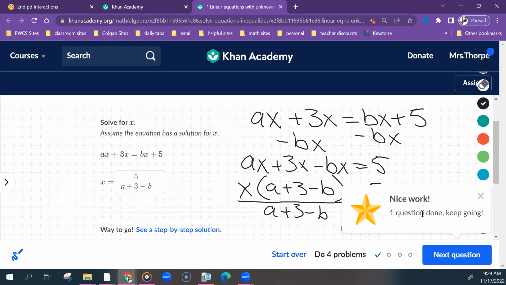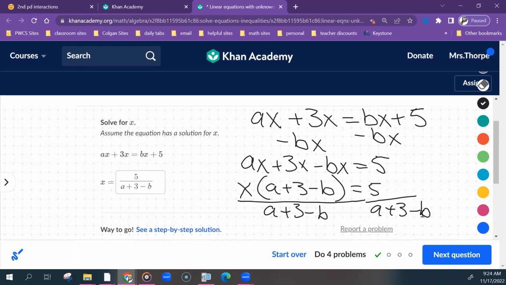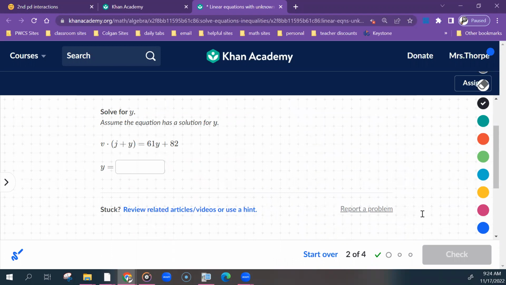I can try. Yeah. So there'll be 2 types of examples. One where you have to move everything and then do the parentheses. One where there will already be parentheses and you have to kind of do it twice. Like this one. I'm going to rewrite this so you can see it. This is V times J plus Y in parentheses equals 61Y plus 82.